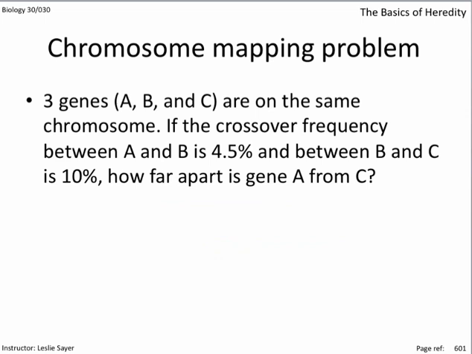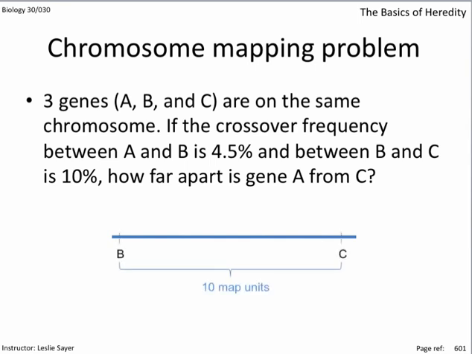Three genes, A, B, and C, are on the same chromosome. If the crossover frequency between A and B is 4.5% and between B and C is 10%, how far apart is gene A from C? First, draw in the line that represents the length of the chromosome that holds all 3 genes. Second, we assume the largest distance given to us in the problem is the furthest distance between any of the genes. In other words, if there are more than 2 genes, here there are 3, the others will be found between the 2 identified in the problem as being the furthest apart. So in this case, B and C will mark the outer boundaries for these 3 genes.